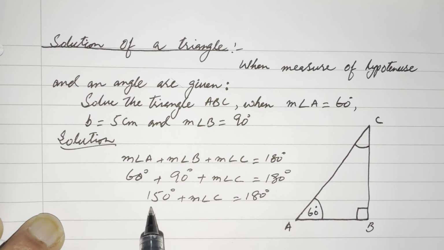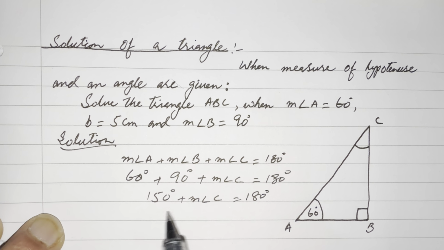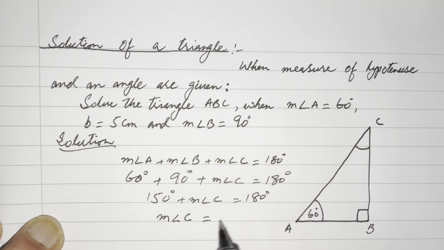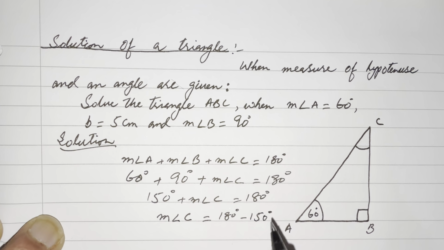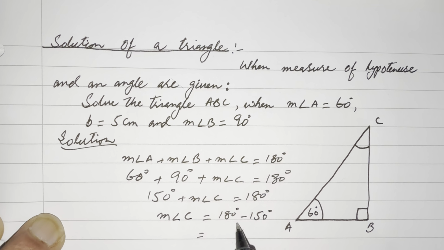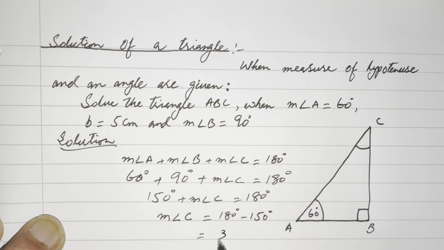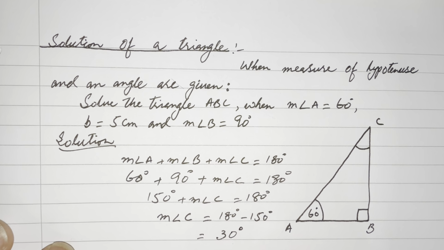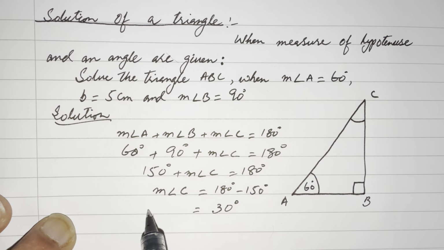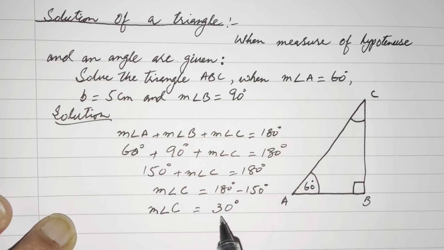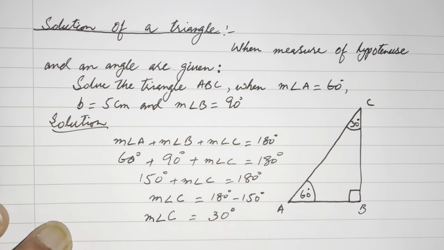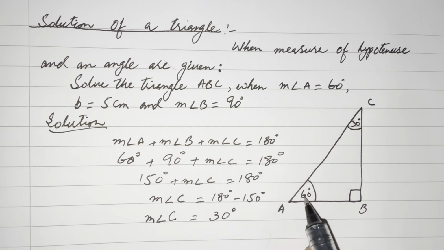So switch this 150 from the left hand side to the right hand side, so measure of angle C is equal to 180 degrees minus 150 degrees. When you subtract these two, the answer will be equal to 30 degrees. So measure of angle C will be equal to 30 degrees. So that angle should be 30 degrees, this one 90 degrees and this one 60 degrees.